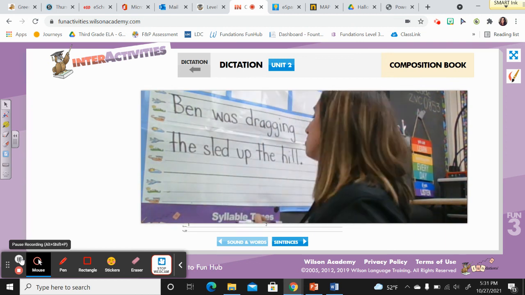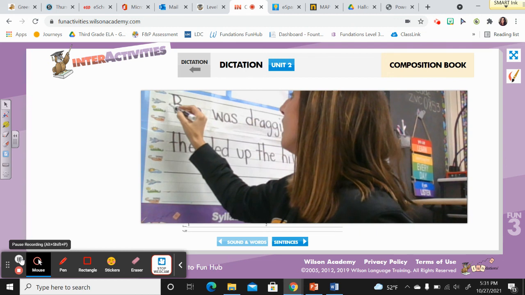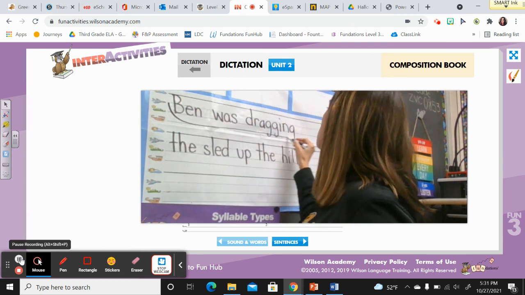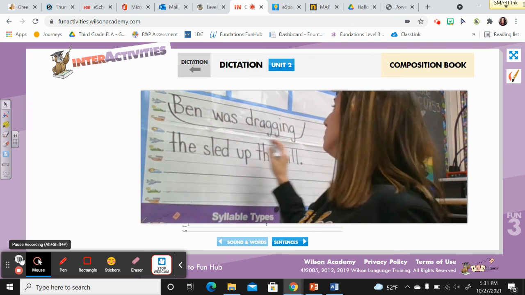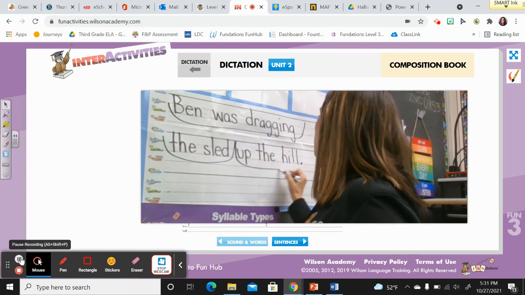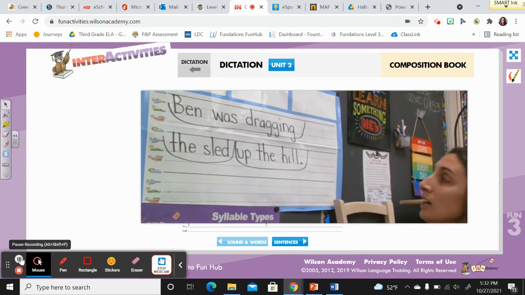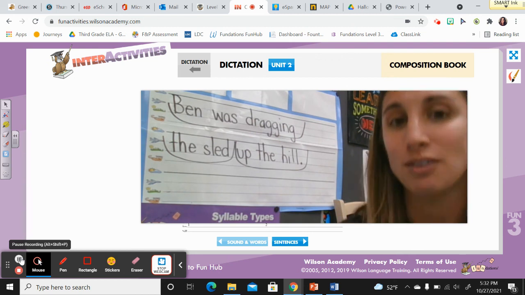Now, when you scoop the sentence into phrases, if it were me doing it, let me think. Ben was dragging the sled up the hill. You know what? I hear naturally 3 scoops, 3 phrases. Ben was dragging the sled up the hill. That's my opinion. Could you do it differently? Sure. You could say, Ben was dragging the sled up the hill. That's a different way. Check yours and see if it sounds right.